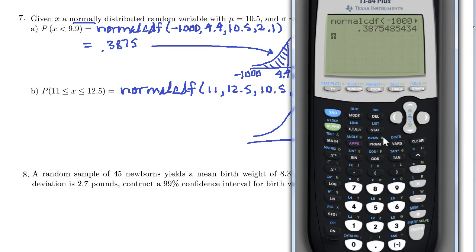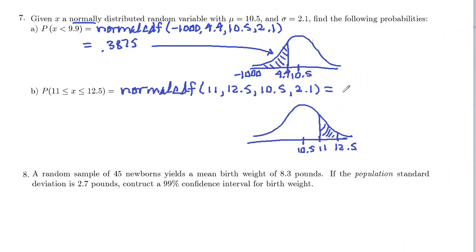If we enter those in real quick, I'm going to go to second variables, normal CDF. My lower is 11, upper 12.5, mean and standard deviation are the same. So 0.2355 if we round up here. And again, that represents not only a probability, but also that area. So probabilities are areas under the normal curve.